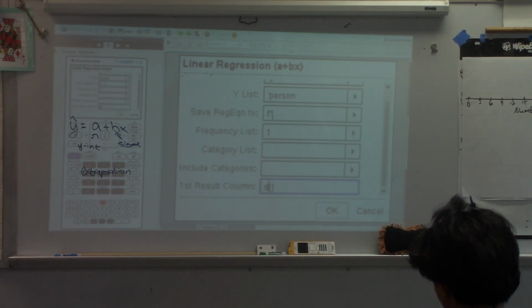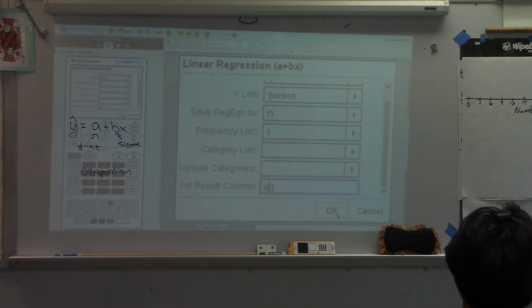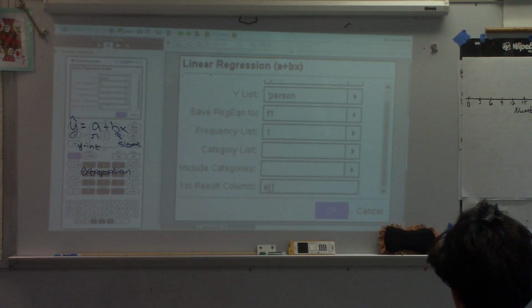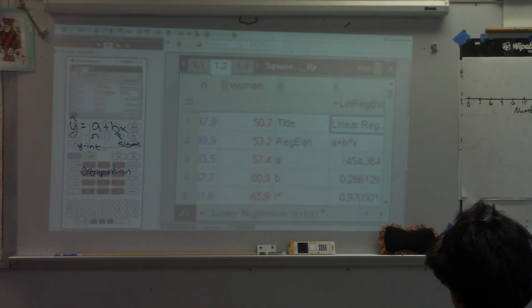It's gonna actually save your regression equation. I'm gonna come back to that in a second because that's actually really powerful and I forgot that we would even want to do that. I need it to be E. Guys, put in your variables under X list and Y list: year, person. And then first result column goes in E. After that, you hit OK. The reason I had to do E is because I remembered that the last set of data was in D and I didn't want to overwrite that.